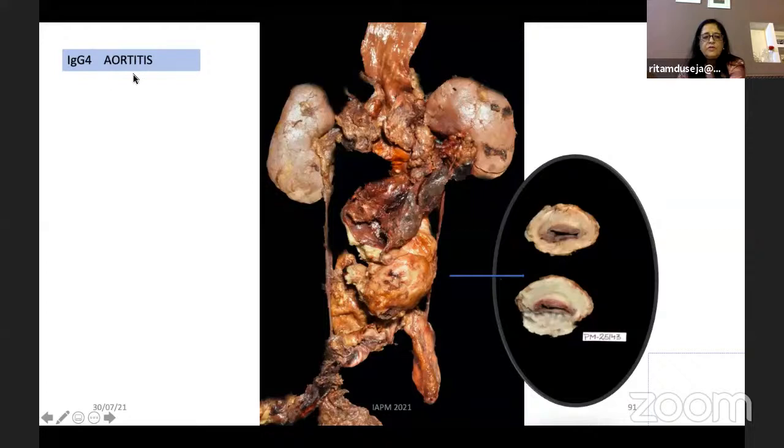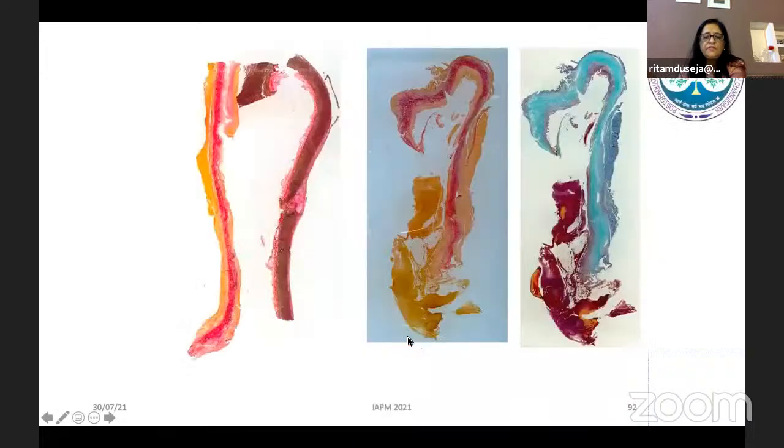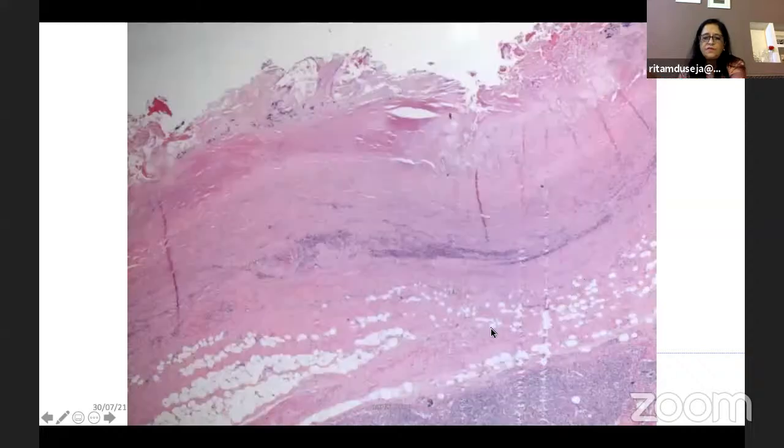Now, I told you that there is a scenario of IgG4 aortitis. This is an autopsy case where there was a luminal occlusion at the level of the iliacs. These kinds of sections were taken, and lots of information can be seen on the adventitial aspect, as you see here.